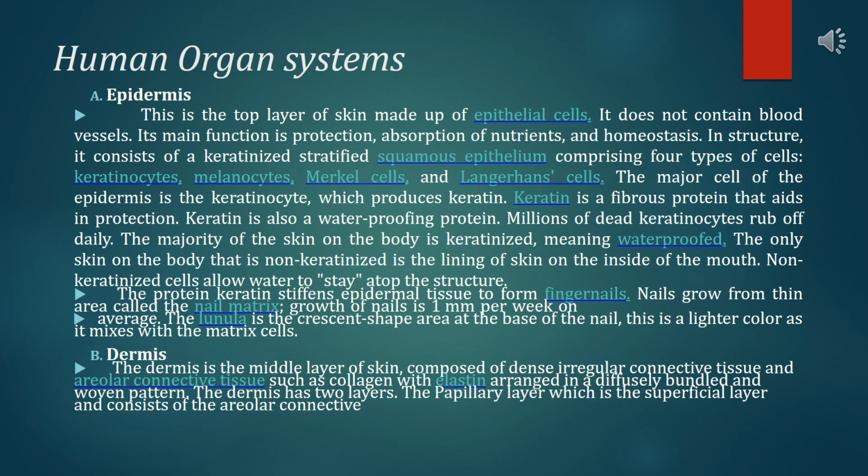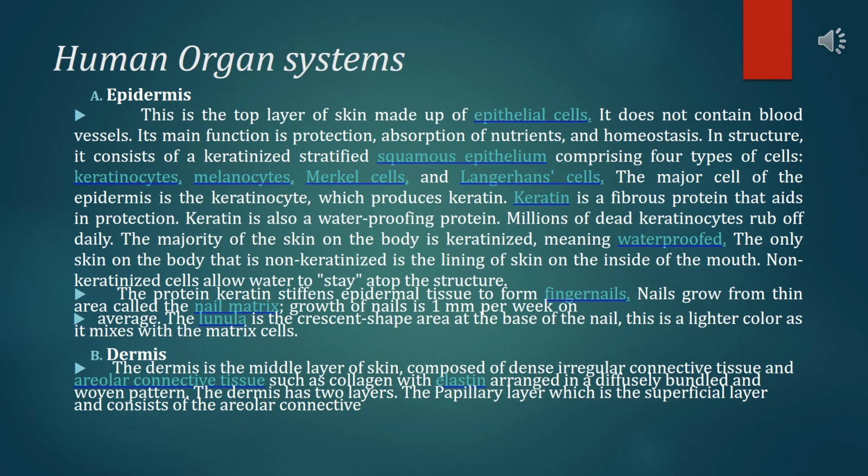Epidermis: this is the top layer of skin made up of epithelial cells. It does not contain blood vessels. Its main function is protection, absorption of nutrients, and homeostasis. In structure, it consists of a keratinized stratified squamous epithelium comprising four types of cells: keratinocytes, melanocytes, Merkel cells, and Langerhans cells. The major cell of the epidermis is the keratinocyte, which produces keratin.